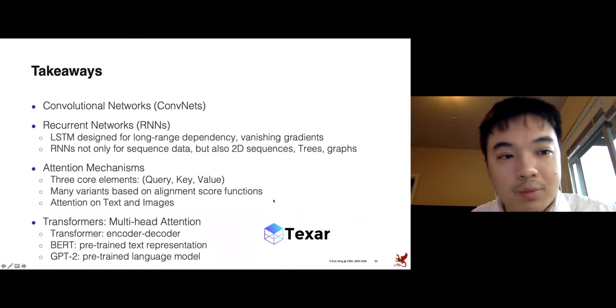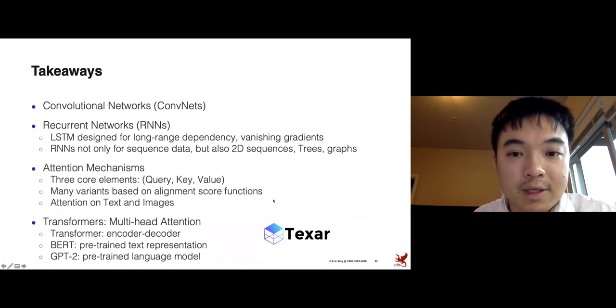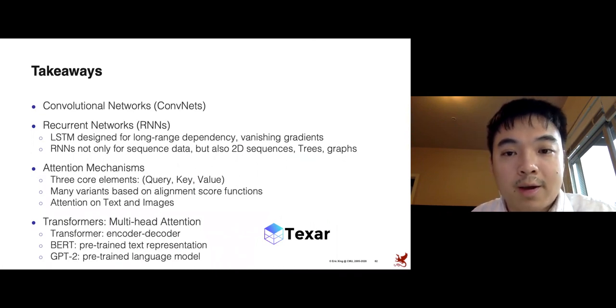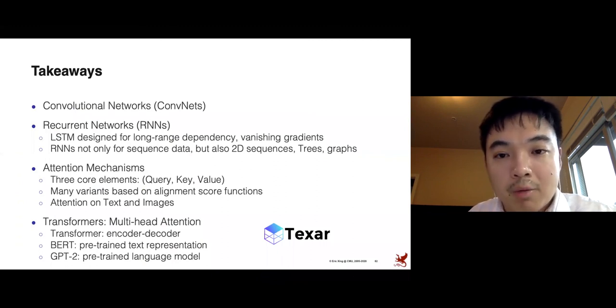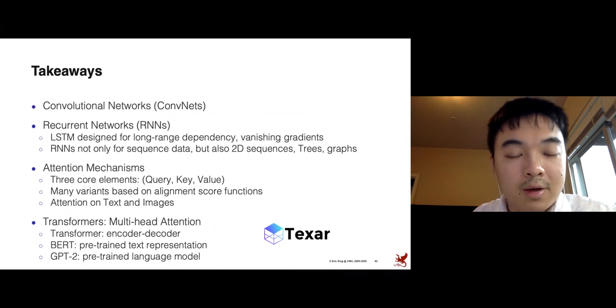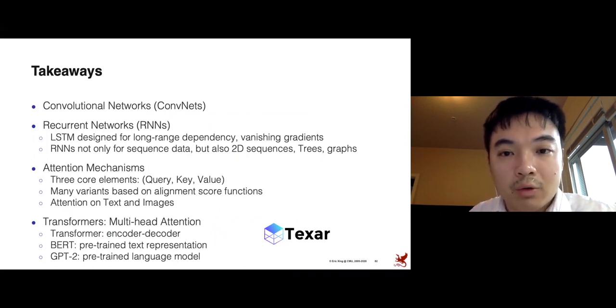Okay, so this is pretty much it for this lecture. The key takeaways: we have seen convolutional networks as a variant of the MLP to bake the concept of translation invariance into the model architecture. You have sparse connectivity and shared weights to enable this property. And the recurrent network is for sequence modeling. We have LSTM designed to capture long-range dependency and combat vanishing gradients, and RNN is not only for sequence data. We can also organize the model properly to model 2D sequences, trees, and graphs.